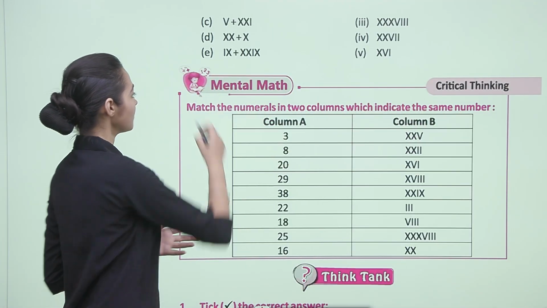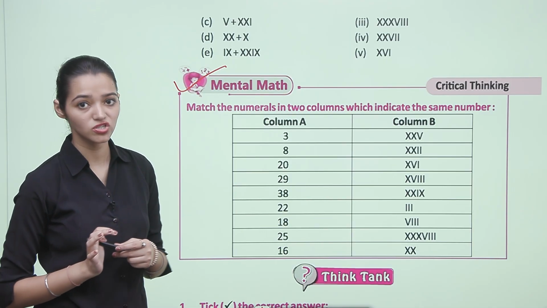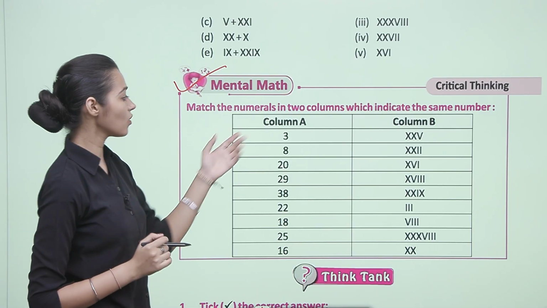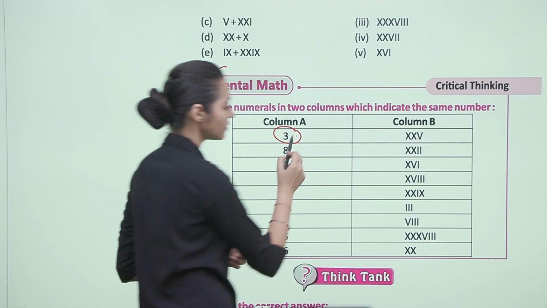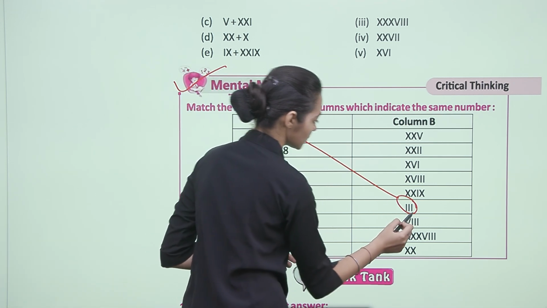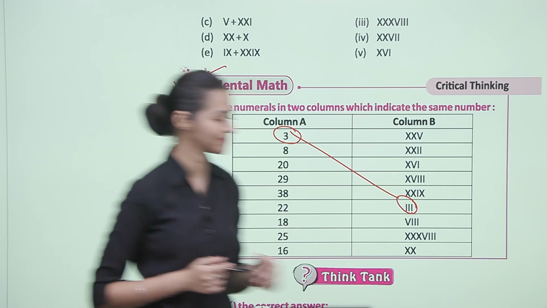Now next is our mental maths. We have to match the numerals in 2 columns which indicate the same number. So in column A we have 3 and 3 can be matched with, very good, that is this one. That's how we have to complete all of the match of the numerals by ourselves.